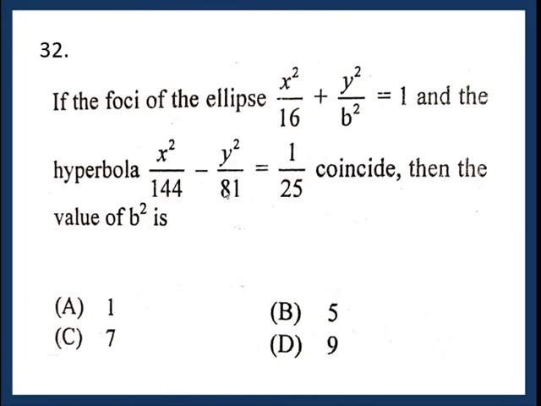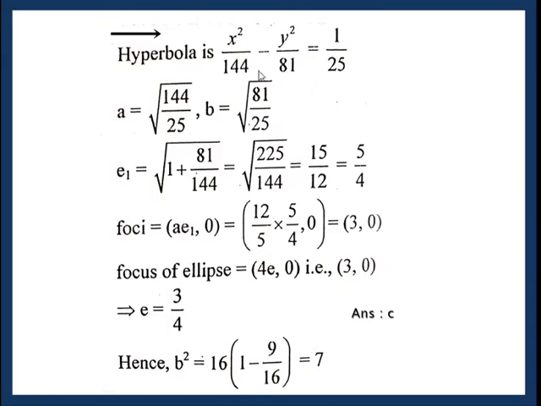If the foci of the ellipse and hyperbola coincide, then what is the value of b square? This is again a simple one. The only thing is you have to write the equation of the hyperbola in standard form first. That is, first multiply by 25, because we need 1 here. So 25 x square by 144, that is x square upon 144 by 25, and so on. Is that clear? So get the value of e. So what are the foci? They are (ae1, 0), so (3, 0), and the same is the focus of the ellipse.